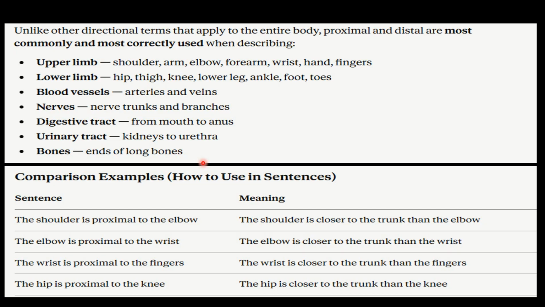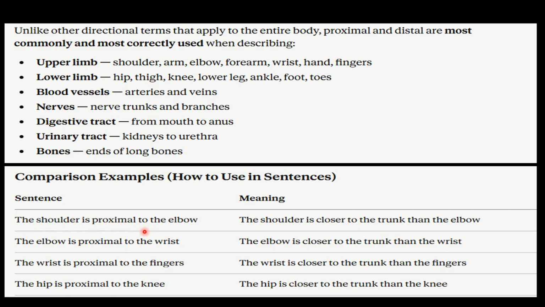Blood vessels like arteries and veins, nerves like nerve trunks and branches, the digestive tract from mouth to anus, the urinary tract from kidneys to urethra, and the ends of the long bones. So these are all the examples that come under proximal and distal. Mostly we use proximal and distal for these things. Now if we compare it with examples, here I have noted down some simple sentences with their meaning. The meaning will help you to understand things properly.